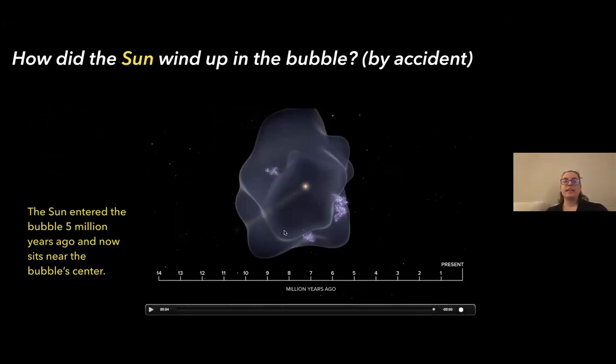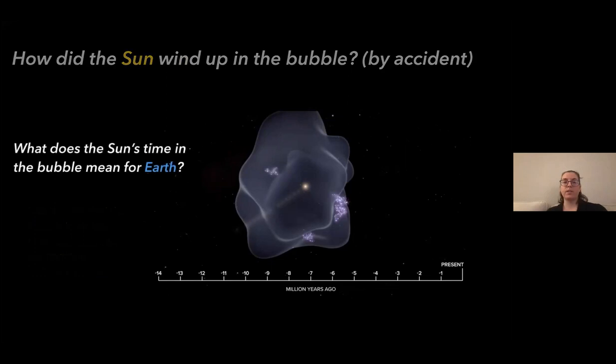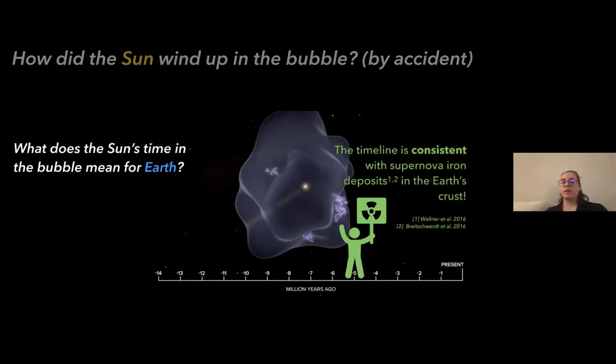But what's really interesting is what effect the local bubble has had on Earth. So what does the sun's time in the bubble mean for Earth? We find that our timeline for when the sun entered the local bubble is consistent with the timeline for when supernova iron deposits would have been deposited into the Earth's crust. Basically, these supernovae produce iron-60 in their explosions, and iron-60 has a known half-life of about 2.6 million years.